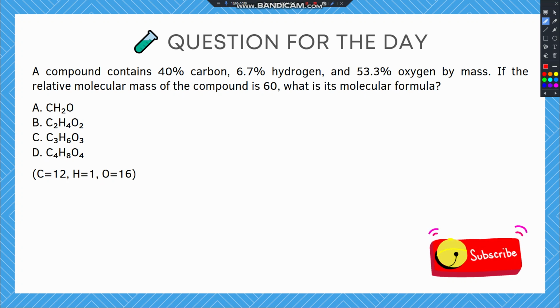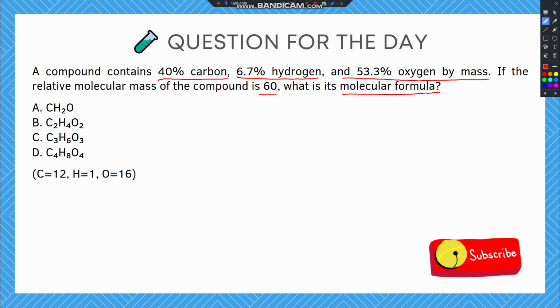On today's episode of Question for the Day, we're dealing with a question about the empirical formula and the molecular formula of a compound. The question says a compound contains 40% carbon, 6.7% hydrogen, and 53.3% oxygen by mass. If the relative molecular mass of the compound is 60, what is its molecular formula?